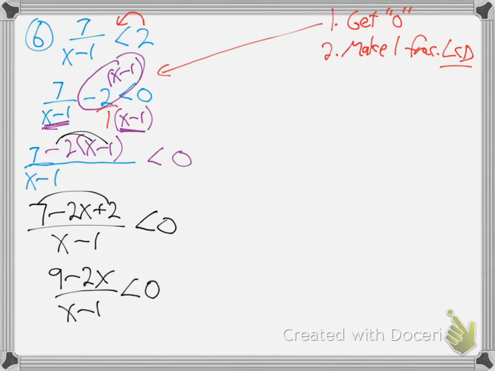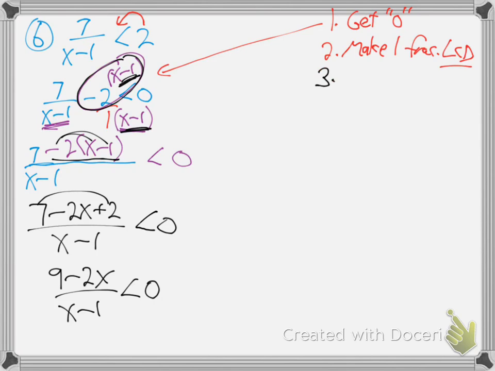So there we go. I made it one fraction over there with the LCD. Do you see how I did that? I multiplied top and bottom by x minus 1 to make the two denominators the same. Then put the whole minus 2 times x minus 1 up here, distributed and gathered like terms. So now it's one fraction.